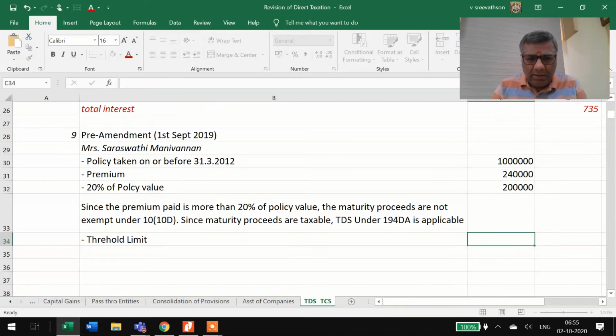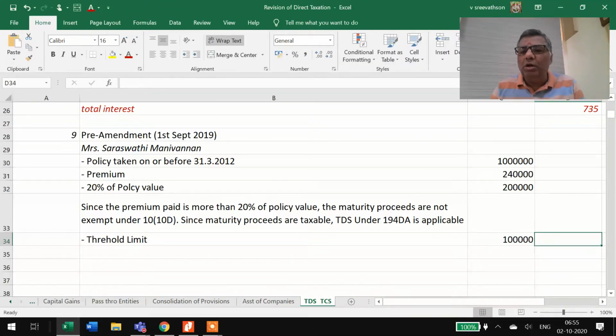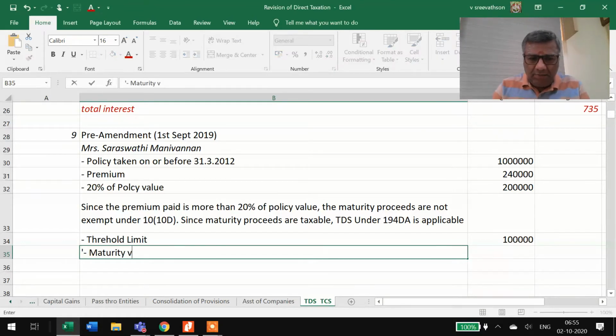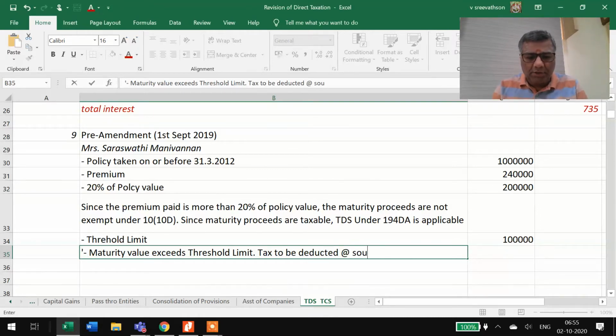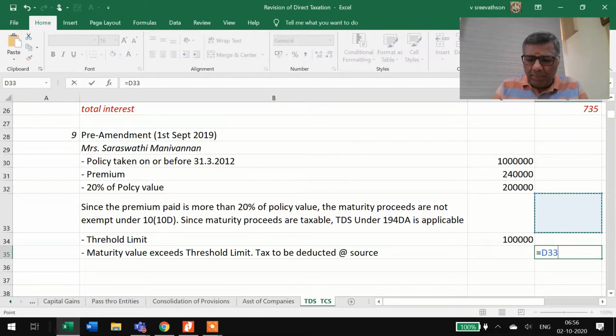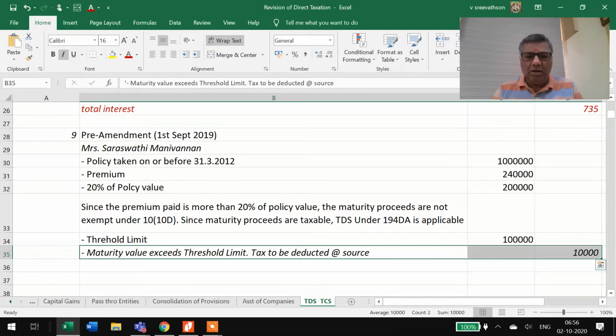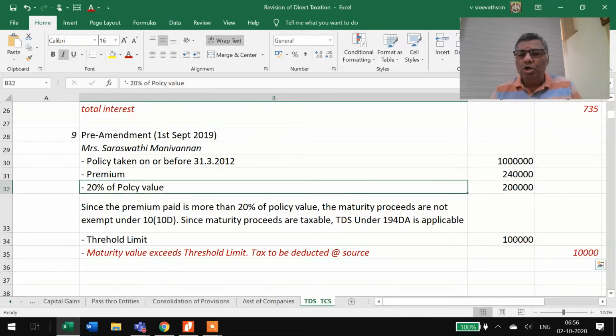Threshold limit is 1 lakh. But the policy maturity value itself is 10 lakhs, so the maturity value exceeds the threshold limit. Tax to be deducted at source is going to be 10 lakh into 1%. At that time, it was only 1%, 10,000. Maturity exceeds the threshold, so tax to be deducted is 10,000.